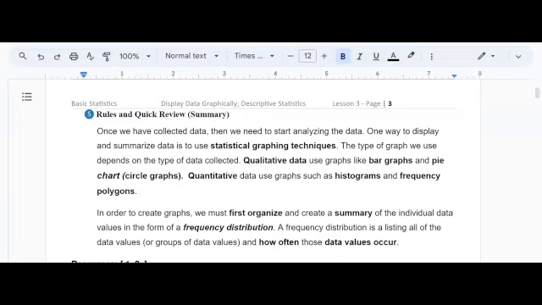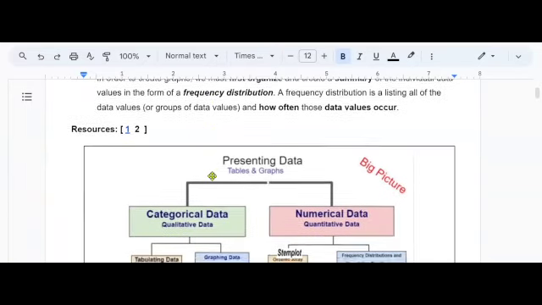In quantitative data, use graphs such as histogram and frequency polygons. In order to create graphs, we must first organize and create a summary of the individual data values in the form of a frequency distribution. A frequency distribution is listing all of the data values or groups of data values and how often those data values occur.